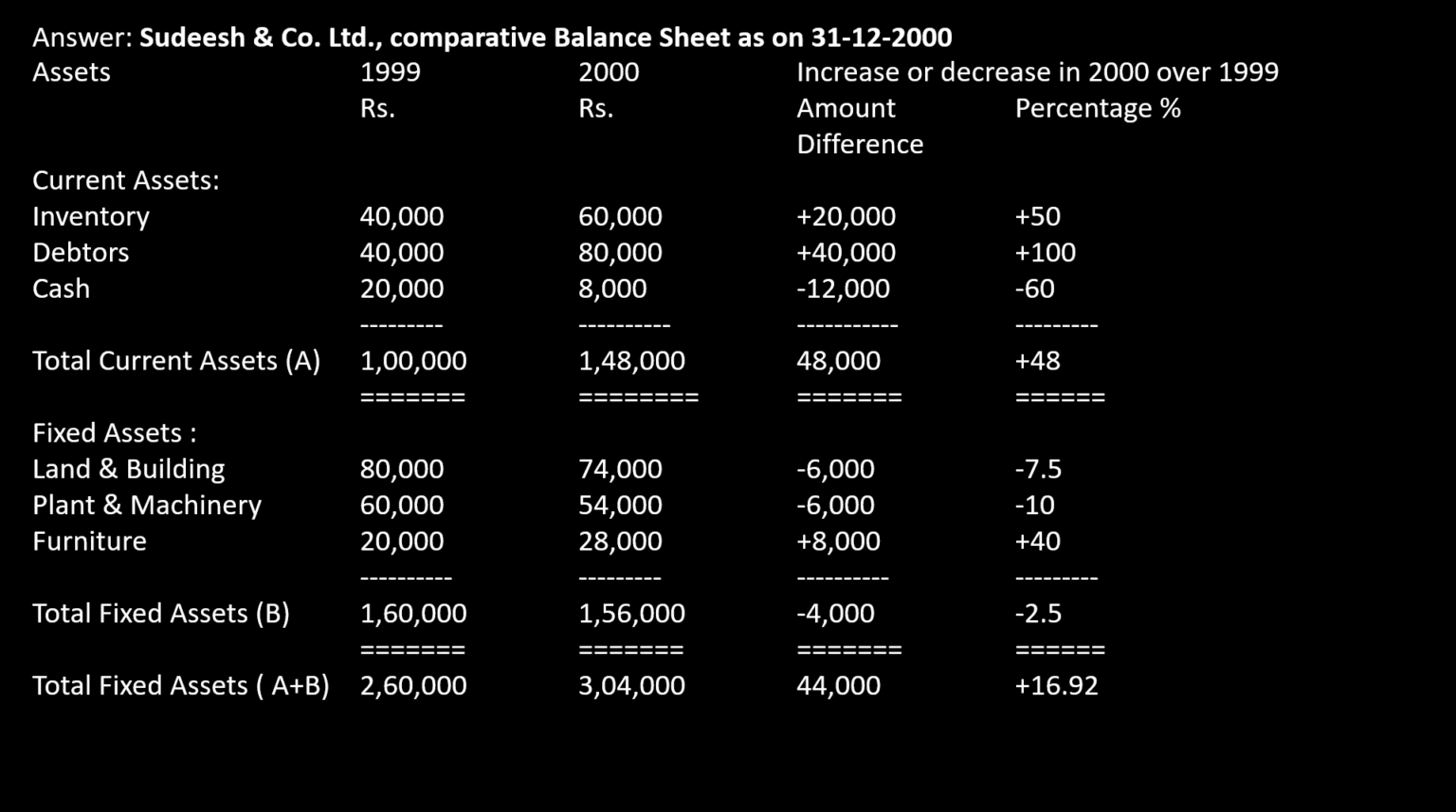I will start from the beginning, from inventory. Last year my inventory was 40,000. Current year my inventory is 60,000. So what is the increase compared to last year? 20,000. So 20,000 by 40,000 into 100, 50%. The same way you do for debtors. Last year my debtors was 40,000 and current year my debtors is 80,000. How much is the increase now? 40 has become 80, so the net increase is 40. So plus 40 divided by 40 into 100 will give me 100%.